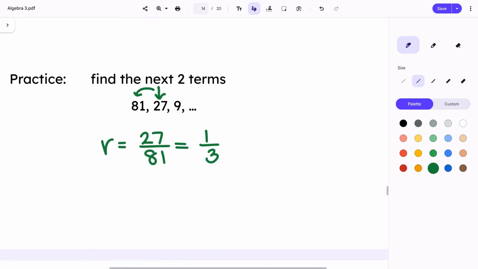So what would be the next term? What's 9 times a third, or 9 divided by 3? 3, and then 1. So those would be your next two terms. Can you divide 1 by 3? You could, if you wanted to keep going, then it would be a third. And then you could continue. Yeah, so you'd start to get fractions or decimals.